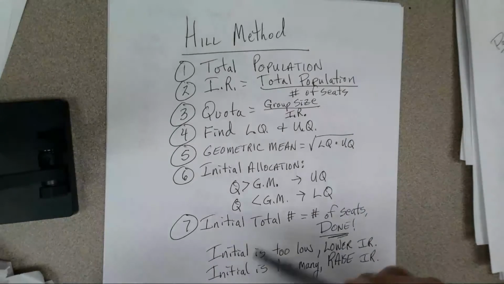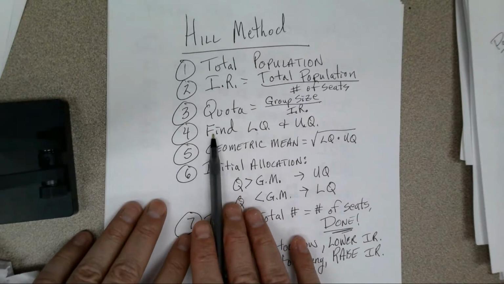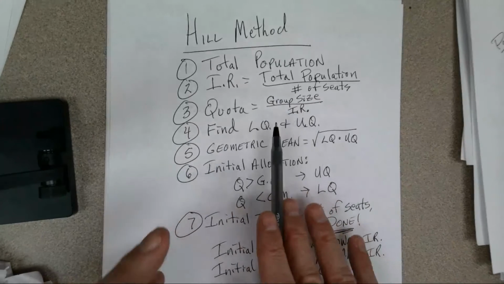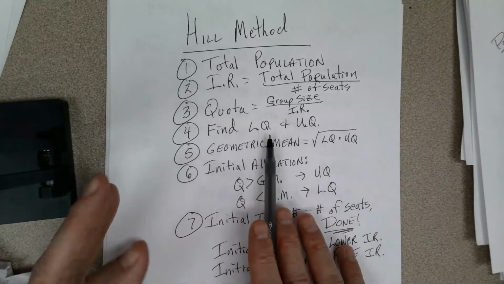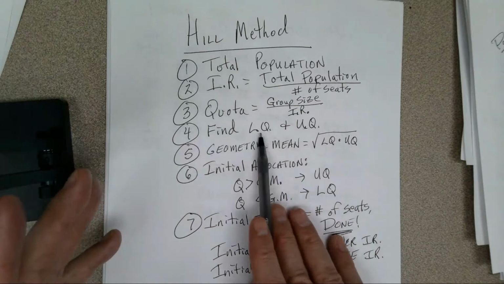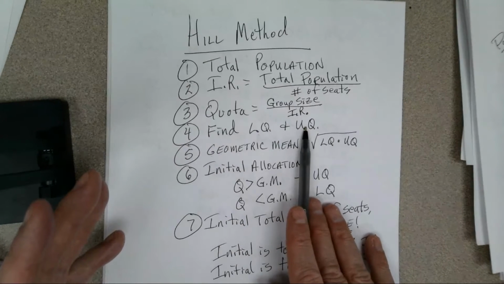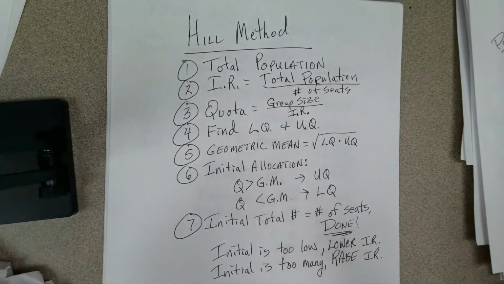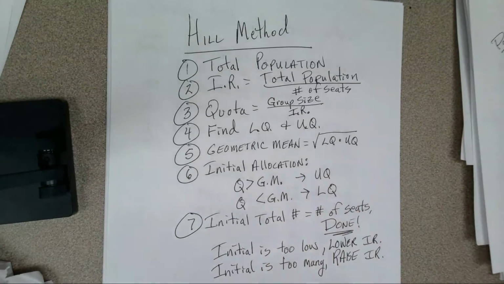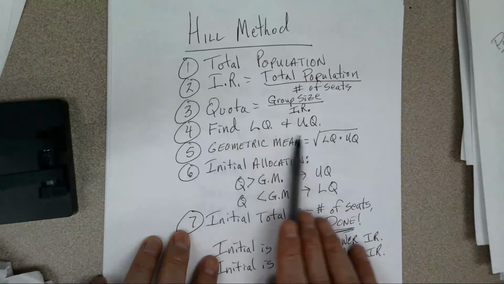All right, so now the next step for the Hill method, it's based off a geometric mean. So what you do is you take this quota and you see what it falls in between. If it's like 15.378, that falls in between 15 and 16. So 15 is your lower quota, 16 is your upper quota. So you find what two numbers it would fall in between on your number line. So you would list those.